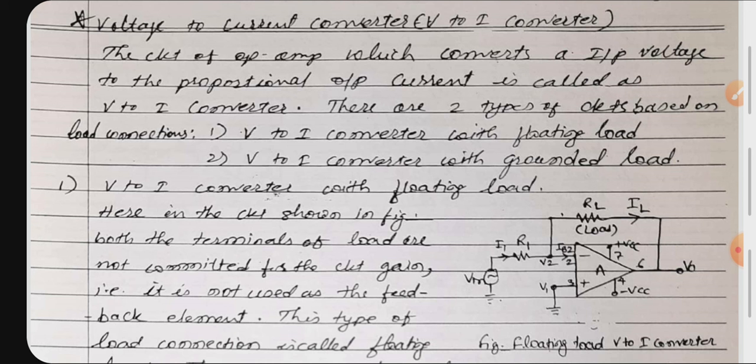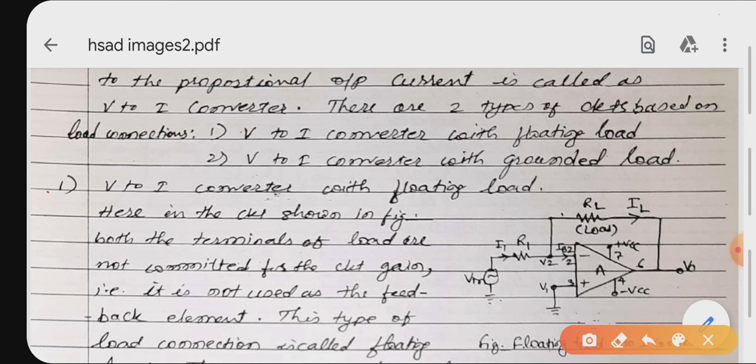So there are two types of circuits, V2I converter with floating load and V2I converter with grounded load. You have to just explain any one. So let us see this V2I converter with floating load. Here the feedback resistor is considered as a load, and it is floating, it is not grounded. That means connected between pin number 2 and 6, there is no ground connected. That's why the name is given as floating load, and RL is nothing but RF, through which IL is the current flowing, and it is considered as a load, floating load. That's why the name is given.